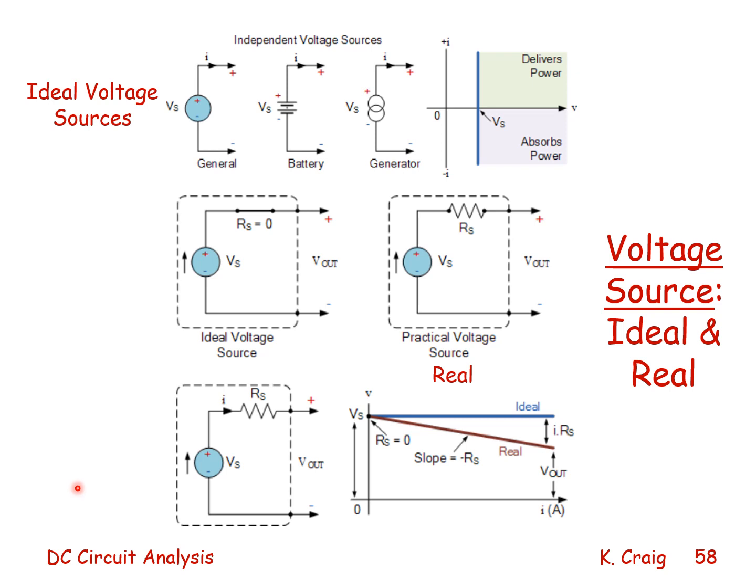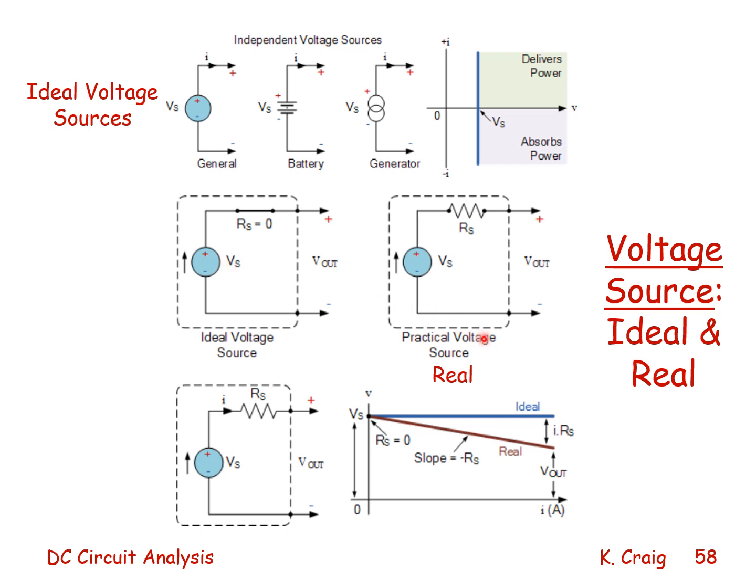Here we see diagrams of ideal and real voltage sources. Here are the ideal voltage sources. A diagram for a general one, for a battery, and for a generator. And we note that the voltage is constant, whether it's delivering power or absorbing power, regardless of the current flowing. Here is a schematic of an ideal voltage source, and we note that the output impedance or output resistance is 0. The output voltage is the same as the supply voltage.